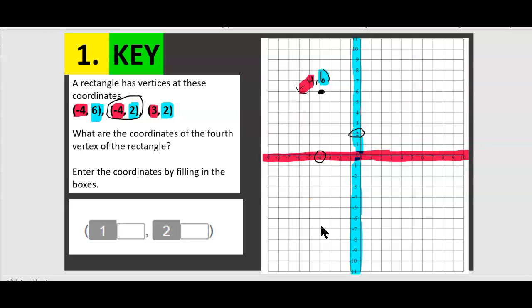Okay, here's -4 again, and this time it's going to line up with 2. So if we've got motorcycles taking off, where are they going to crash? Right there. And then finally 3 and 2. They crash right there. Red 3, blue 2.